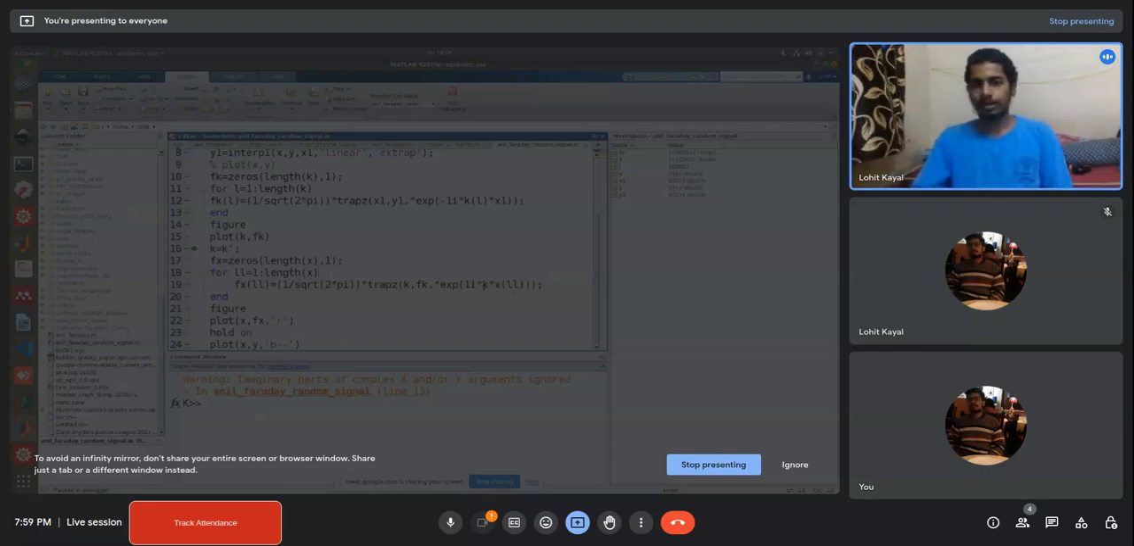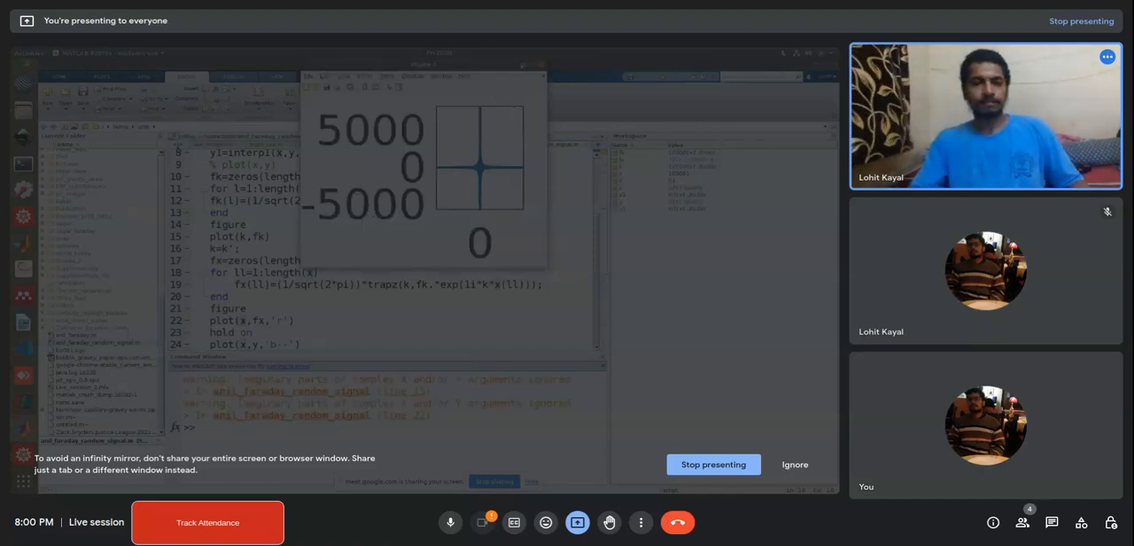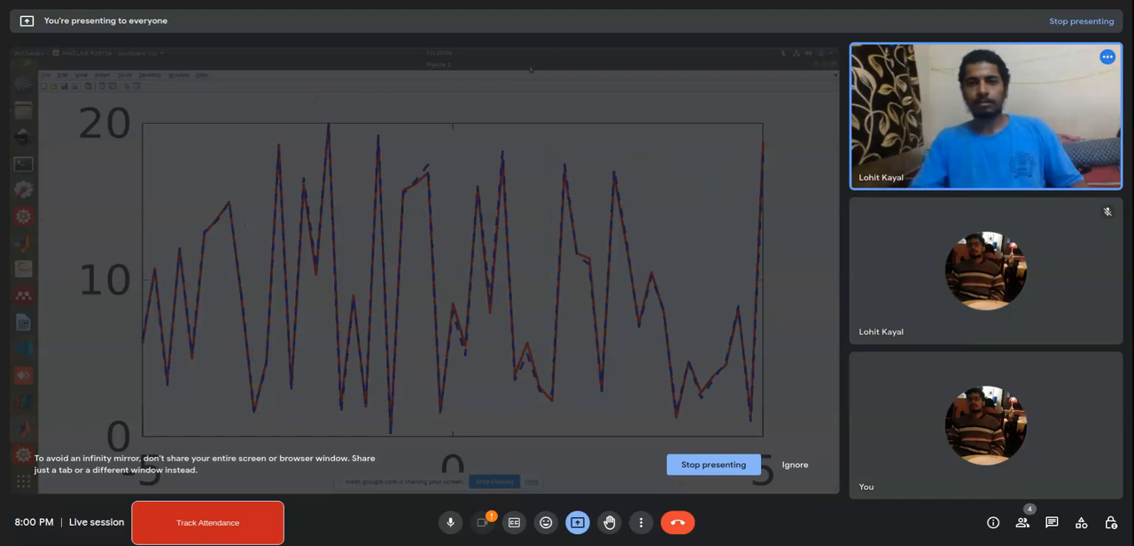So here I have used the simple limit x. See that this is not x1, this is just x. And finally I have compared the result. Okay, let's see the comparison. Yeah.